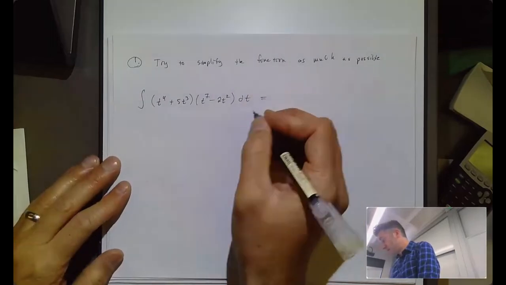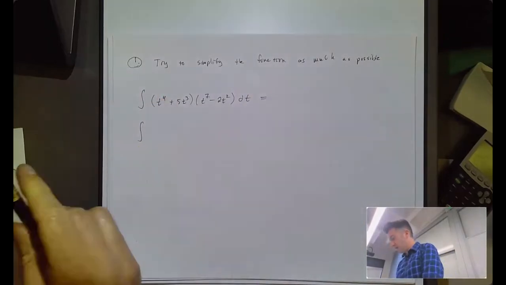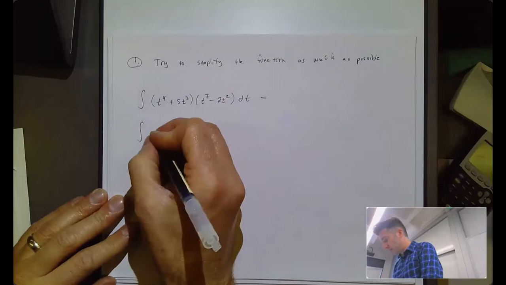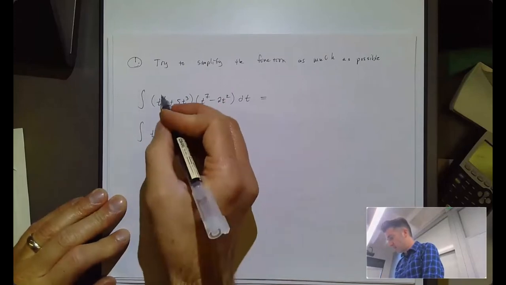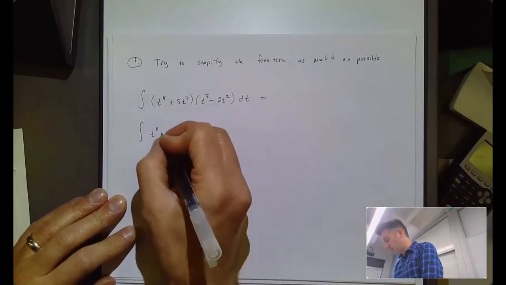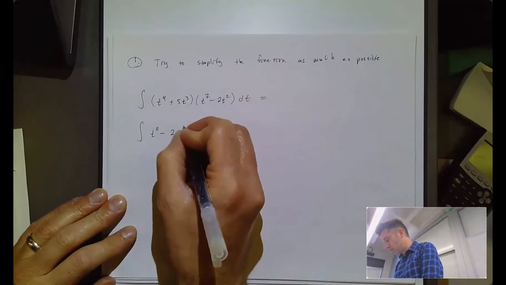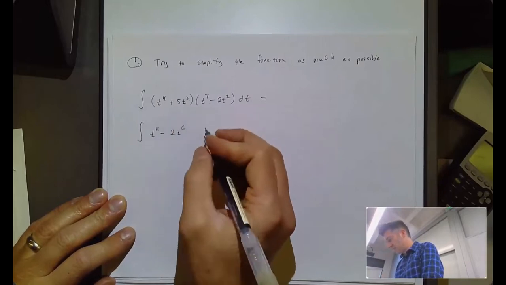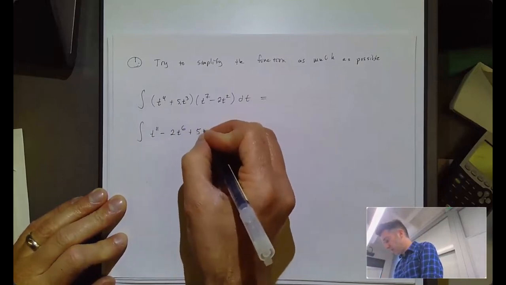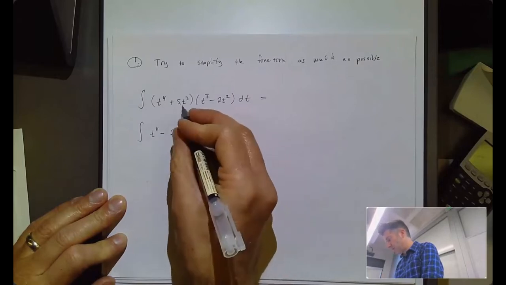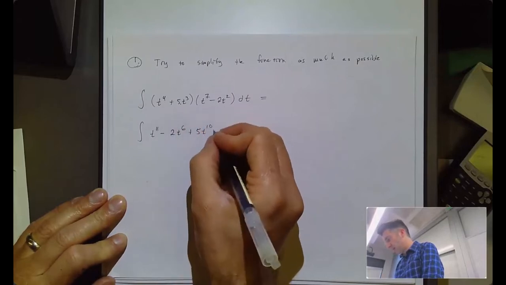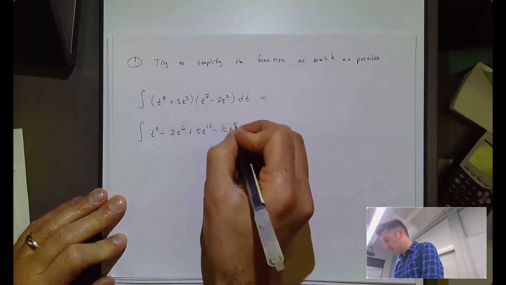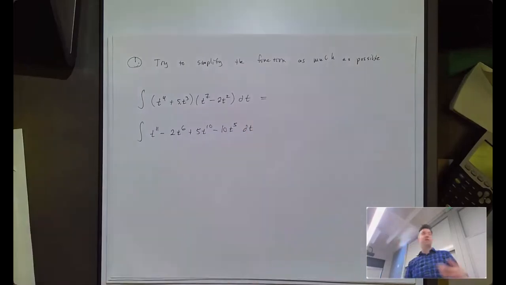So if I multiply this out, t to the fourth times t to the seventh is t to the 11th. T to the fourth times negative 2t squared is minus 2t to the sixth. 5t cubed times t to the seventh is 5t to the 10th. And 5t cubed times negative 2t squared is minus 10t to the fifth. I probably could have written that in a slightly more standard order. Oh well.